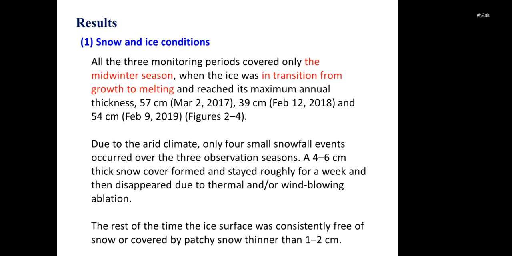First, let's look at the snow and ice condition. We have to admit that all the 3 monitoring periods covered only the midwinter season, when the ice was in transition from growth to melting, and reached its maximum annual thickness from middle February to early March. And due to the arid climate, only 4 small snowfall events occurred over the 3 observation seasons. A 4 to 6 centimeters thick snow cover formed and stayed roughly for a week, and then disappeared due to thermal and wind-blowing ablation. The rest of the time, the ice surface was consistently free of snow, or only covered by patchy snow thinner than 1 to 2 centimeters.